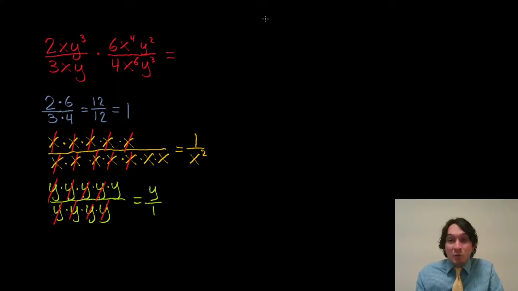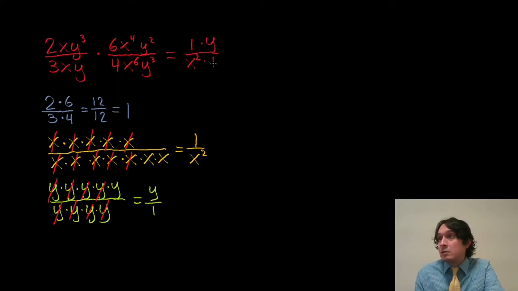This is just 1, which I don't really have to write, times 1 over x squared, times y over 1. So there we go. There's 1 over x squared, there's y over 1. Technically, I am multiplying by another 1 here, but I don't have to do that. And then 1 times y is y, x squared times 1 is x squared, and my expression simplifies to y divided by x squared. So there we go.